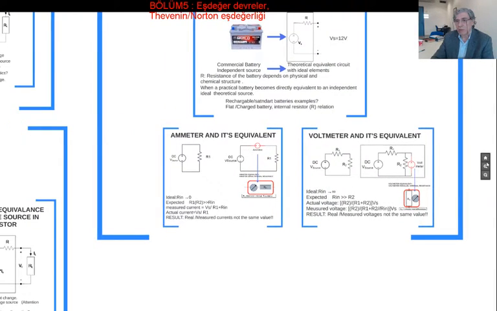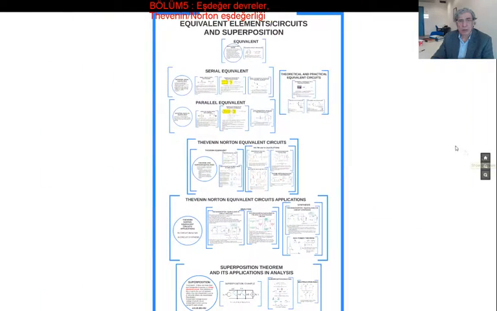So let's see what we have done. We discussed serial equivalent and parallel equivalent, and we used these equivalent concepts in order to explain theoretical and practical relations of circuits. And we gave 3 examples for devices. We're going to finish the video here and continue next time with Thevenin and Norton equivalent circuits.